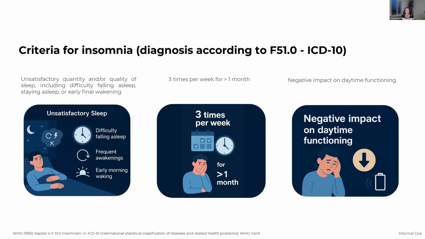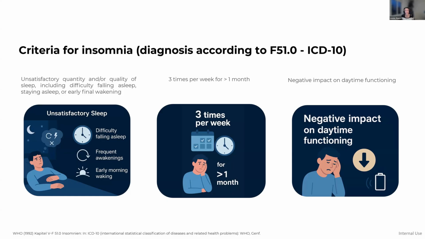And according to the ICD-10, insomnia involves unsatisfactory quantity or quality of sleep. That is, as I said, difficulty falling asleep, staying asleep, or early final awakening, occurring at least 3 times per week, which is quite a lot, for more than 1 month. And crucially, with negative impact on daytime functioning. Depending on the diagnostic manual, the definition of chronicity can vary. For example, if we look into the DSM-5 or the upcoming ICD-11, insomnia needs to occur for more than 3 months in order to be classified as chronic insomnia. Otherwise, it would fall into the category of acute insomnia.